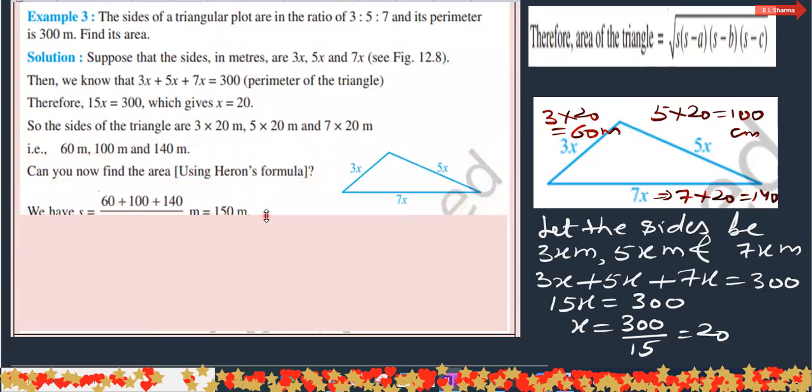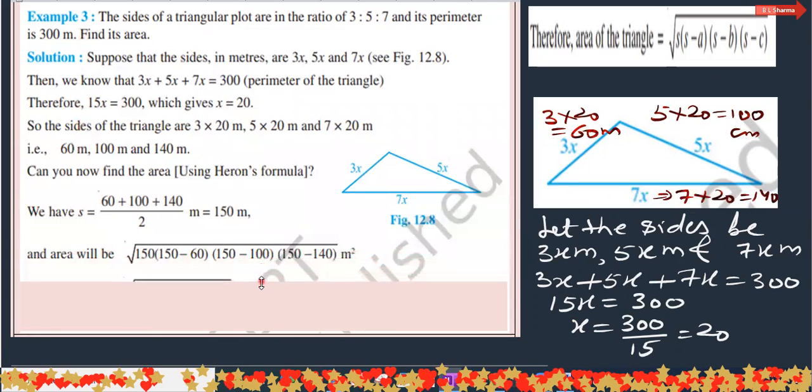So using Hero's formula, the perimeter is given 300 meter. It is already given, and half of the perimeter is semi perimeter. So S means sum of all sides divided by 2. So you can write 300 divided by 2, that is 150 meter. और अगर आप ऐसा नहीं करना चाहते तो तीनों को ऐड करिए, 60 plus 100 plus 140 divided by 2, that is 300 divided by 2, that is 150 meter.